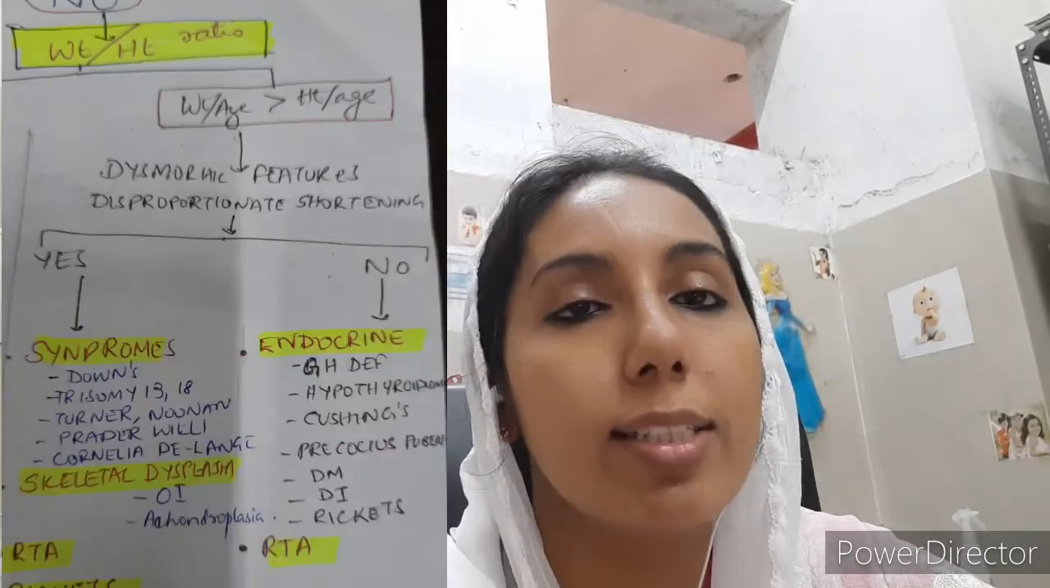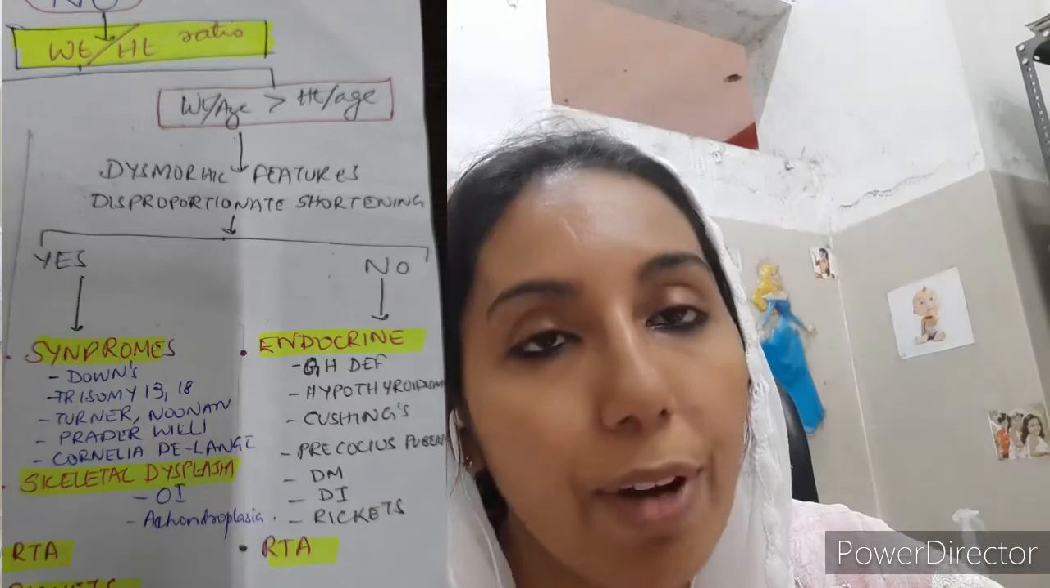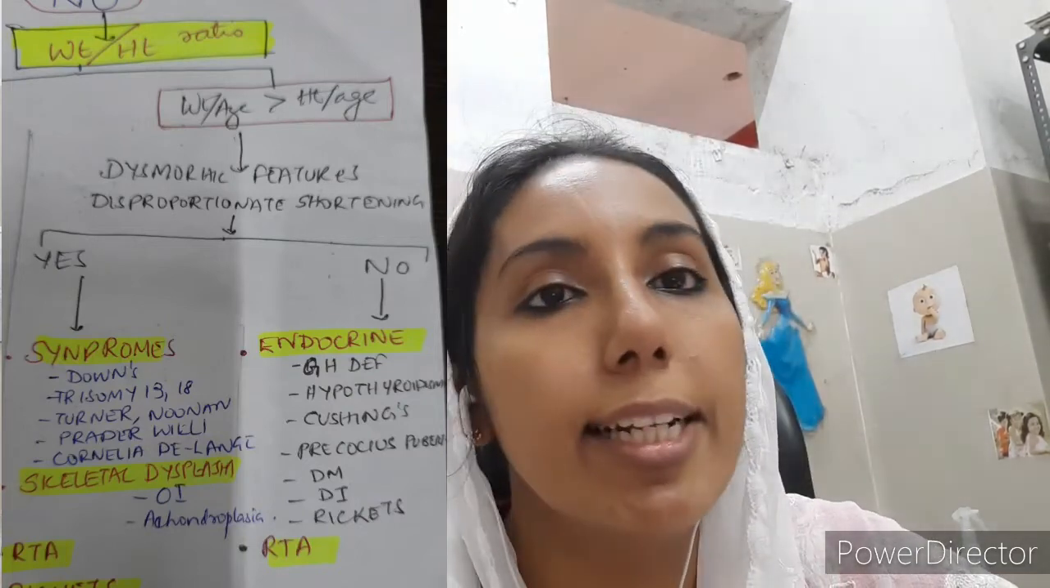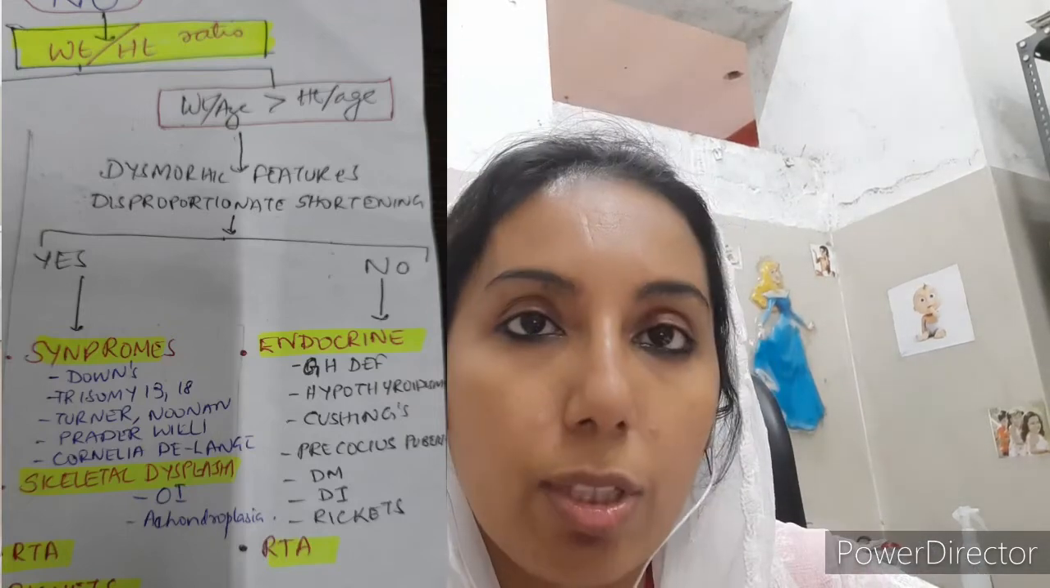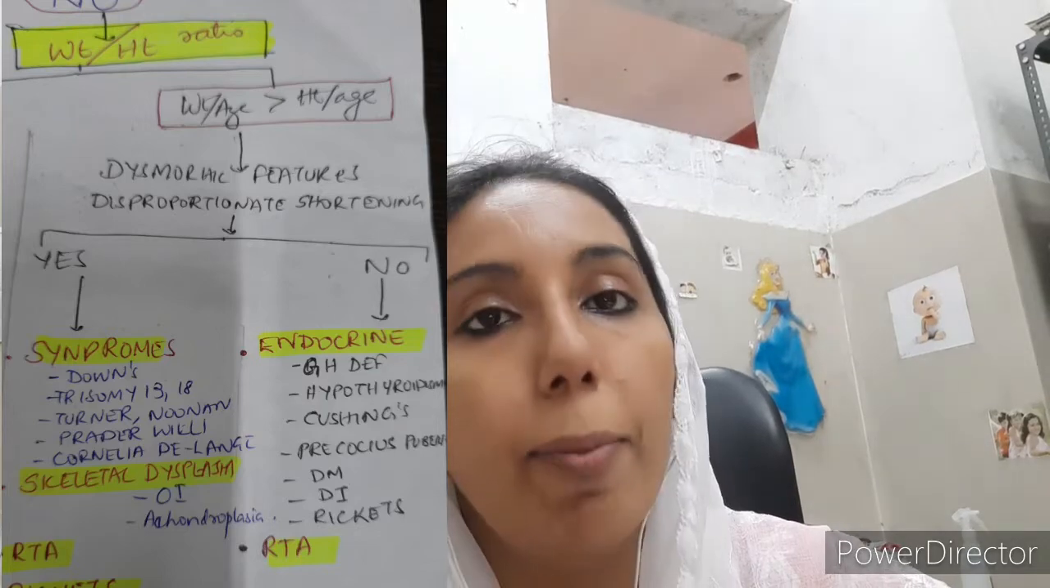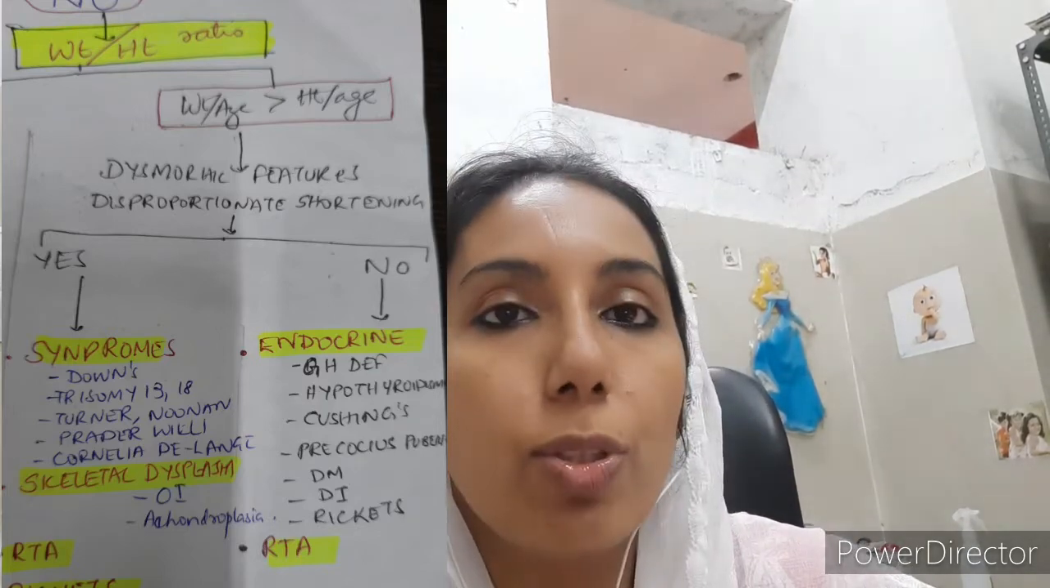So now into the other limb, we are doing the weight for age and the weight for height ratio, and the weight for age is found to be more than the height. That means we need to find out whether there are any dysmorphic features or any disproportionate short stature. How do you know it? You do an upper segment lower segment ratio and it is abnormal. So that is actually disproportionate short stature.